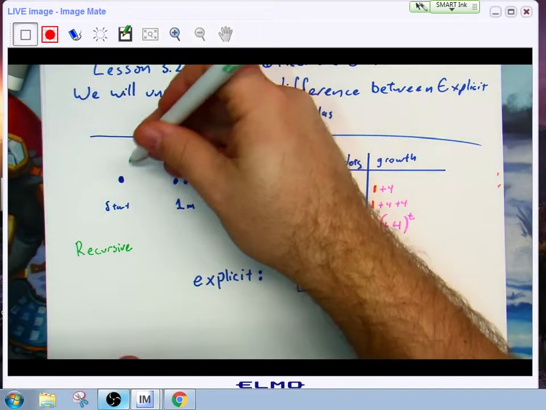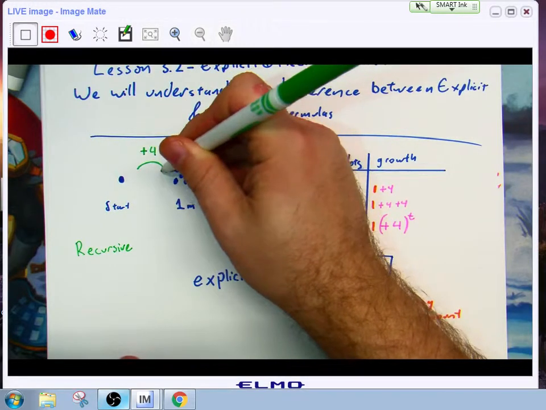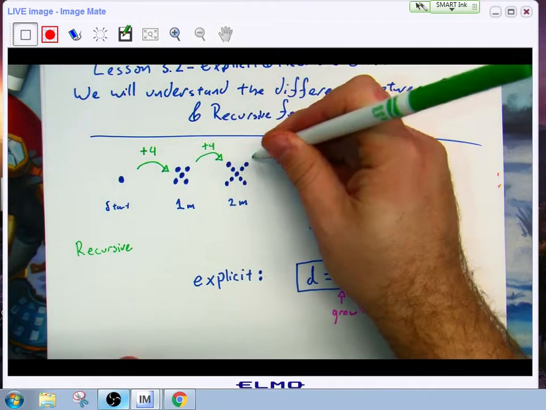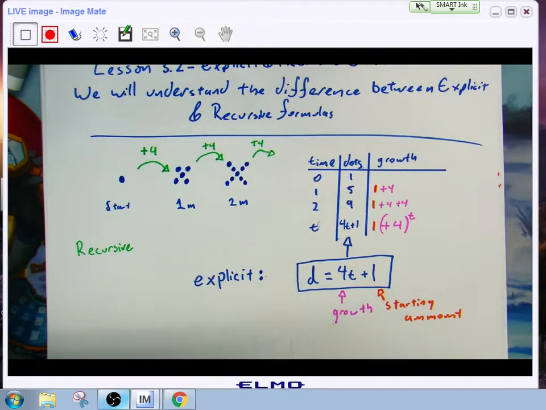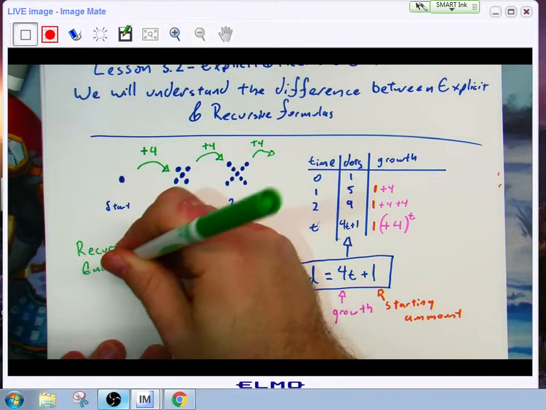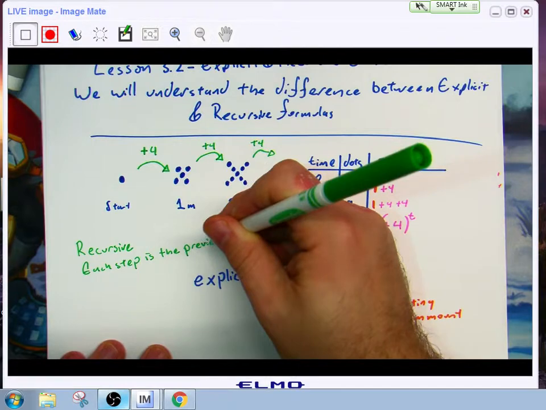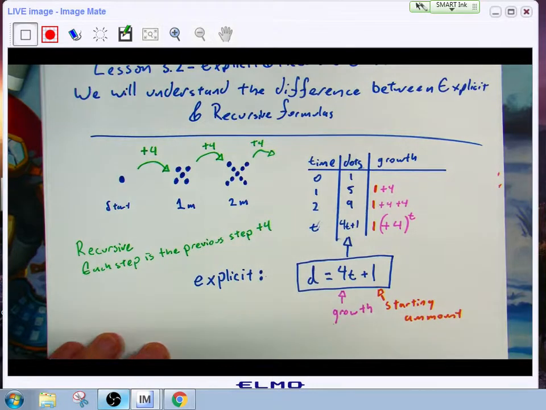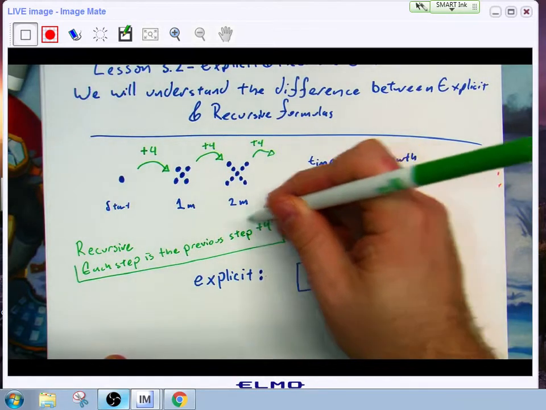Because look at what happens here. When we go from start to 1 minute, what did I do? I added 4, right? And when I went from 1 minute to 2 minutes, what did I do? I added 4. And we know that for the next step, I'm going to add 4. So another way of thinking about this pattern, and the way that we say it out loud, is we would say each step is the previous step. And then what do we do to the previous step? We add 4 to it. Does that make sense? That's just a verbal way of saying it. Each step is the previous step plus 4.